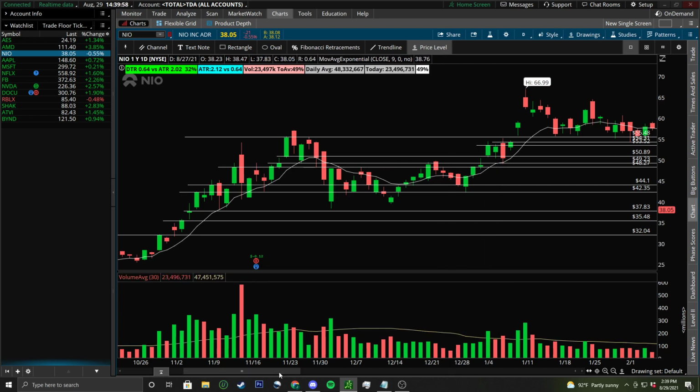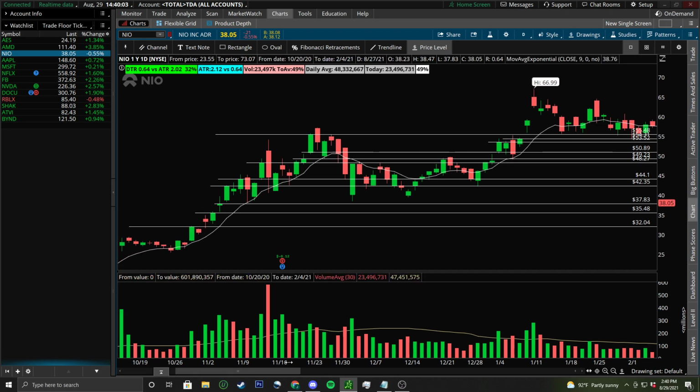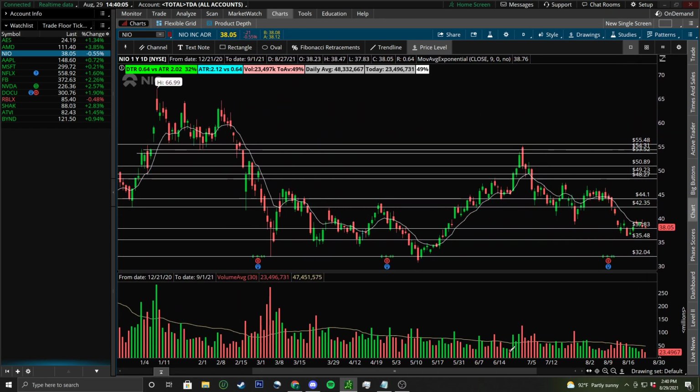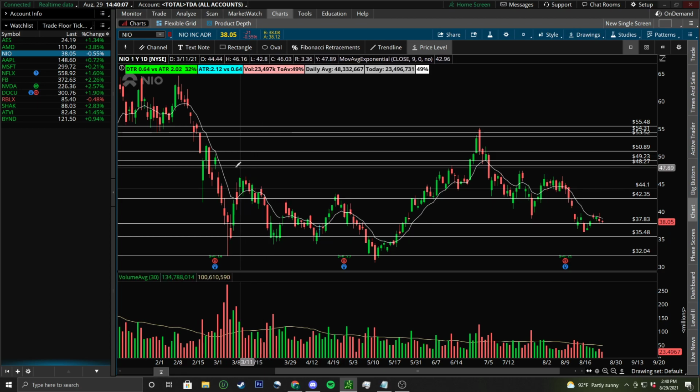Don't need it anymore. Of course, you don't need all these lines. If you wanted to, you could just focus on where current price is. I'm just trying to give you all a pretty good, basic example of what we're looking for here. So now that we have all those levels marked, let's see what's over here.